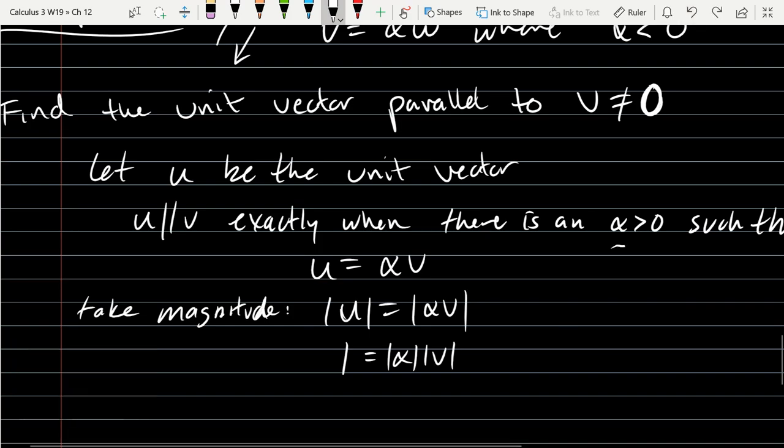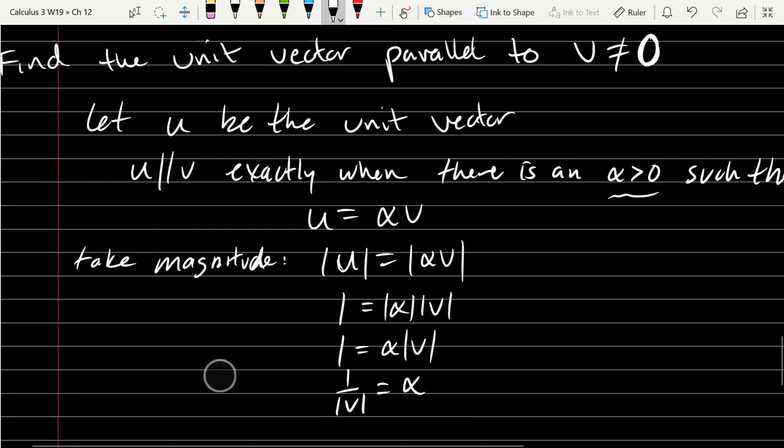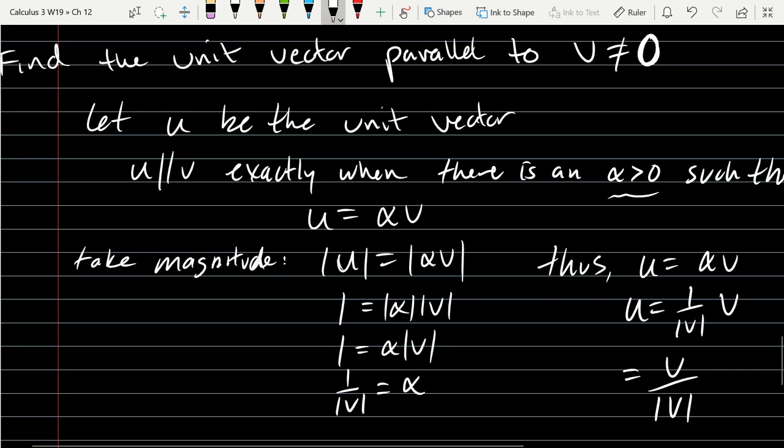And we assumed alpha was positive, so absolute value of alpha is just regular alpha, because alpha is going to be positive. And I want to solve for alpha, so divide by magnitude v, and that's alpha right there. So what that means is we want to get a unit vector in the same direction. All we're going to do is take the vector and divide by its magnitude. That would give us a unit vector in the right direction. So u is alpha v, which is 1 over magnitude v, that's alpha, times v, and we'll write it as v over magnitude v. So that'll be how we turn a vector into a unit vector.